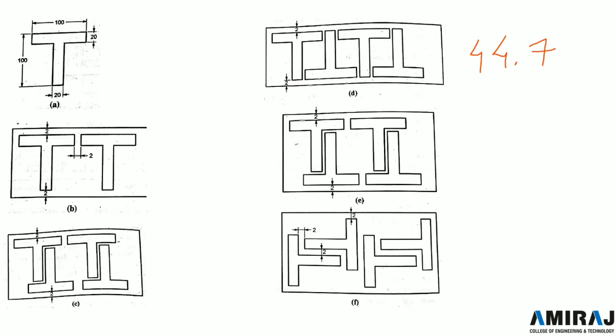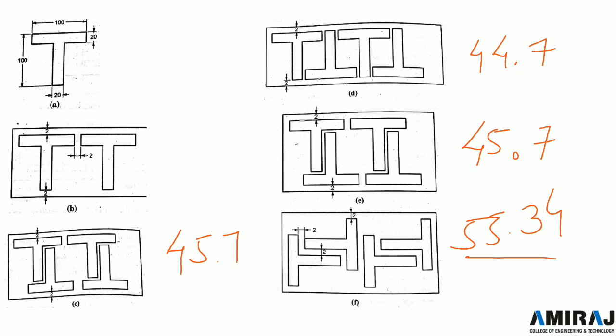Then for E arrangement it is 45.7. For F arrangement it is 55.34%. Here for C it was 45.7, and for this it was 66.36. So here we can see there are two arrangements in which we will get, in double pass arrangement, the minimum percentage of wastage, so that can be used.